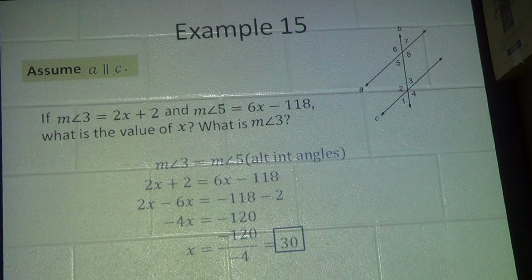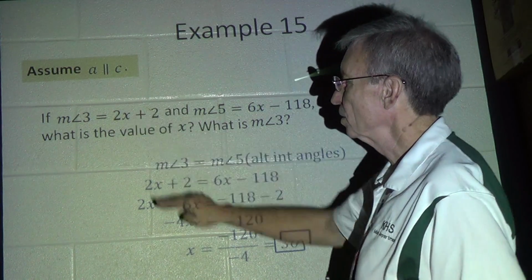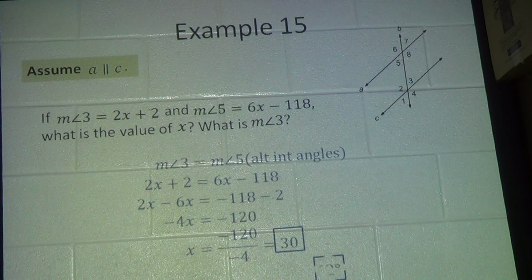Okay? So to get the measure of angle 3, what we have to do is take this 30, put it back into the 2x plus 2 and find out what we get. So 2 times 30 plus 2 is equal to 62 degrees.